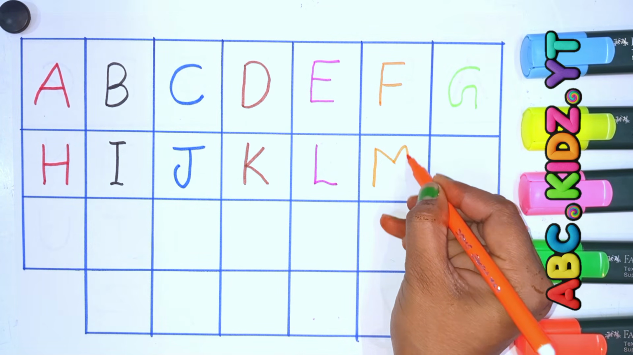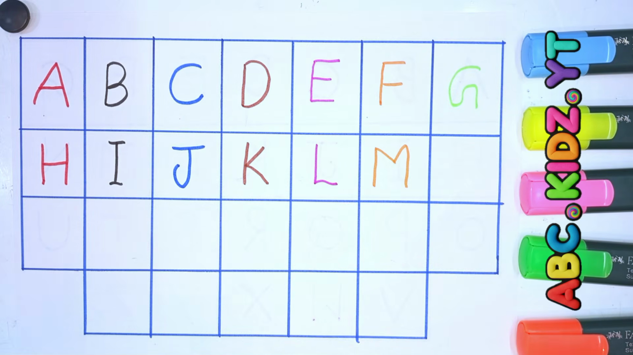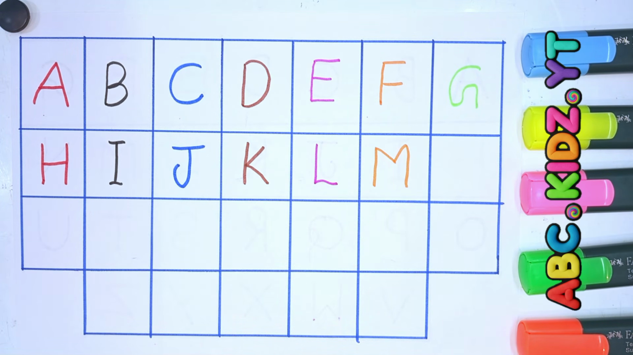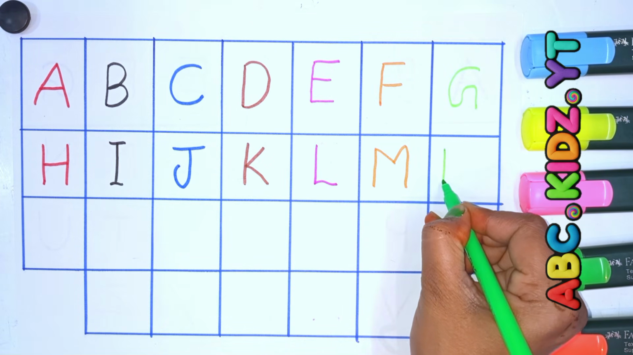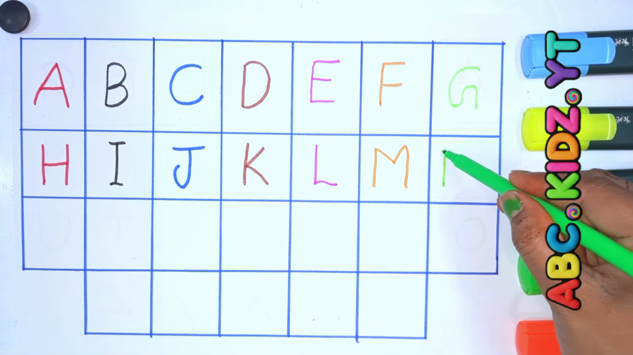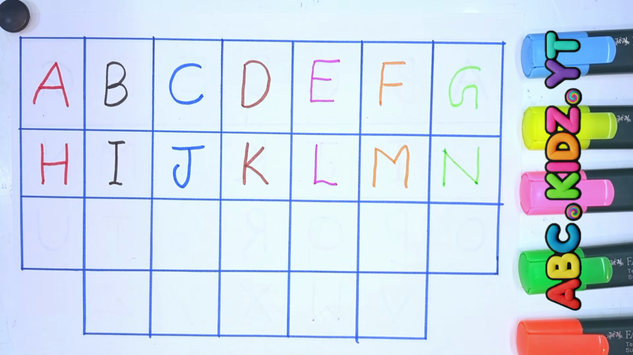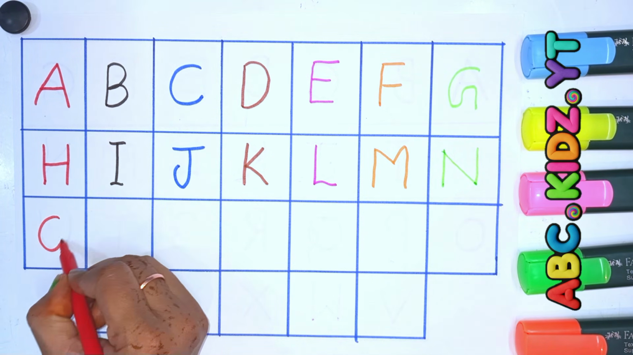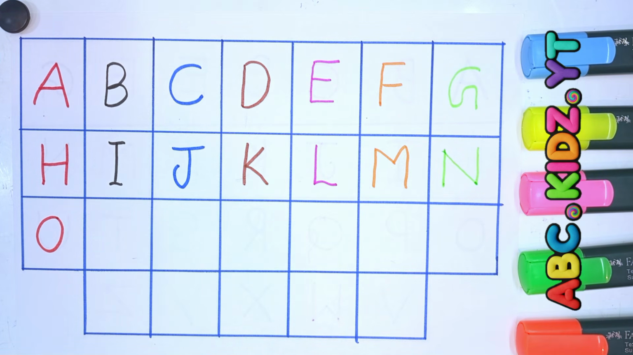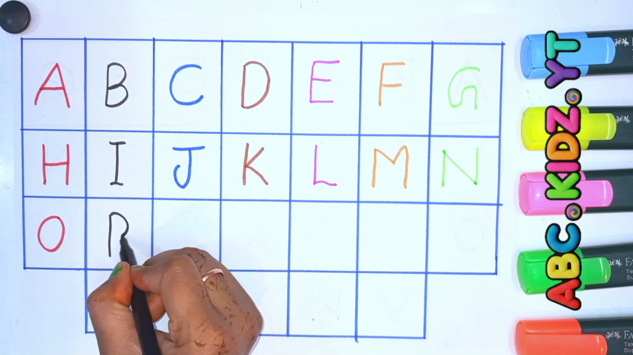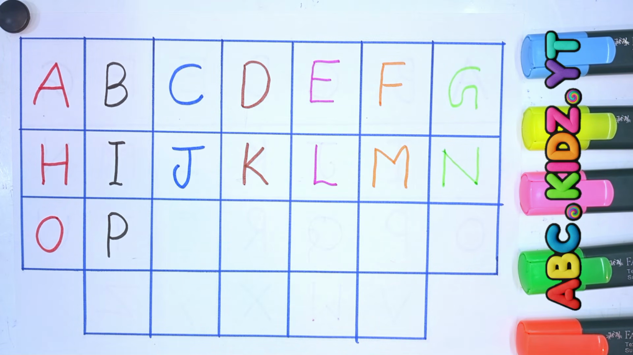M for monkey, N for nose, O for orange, P for peacock.